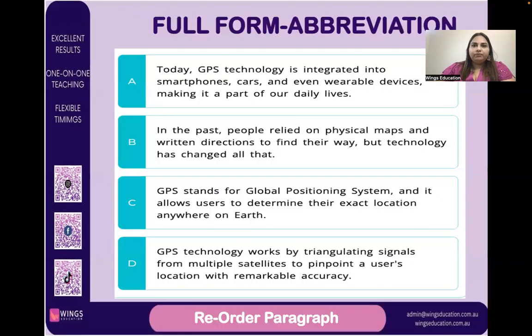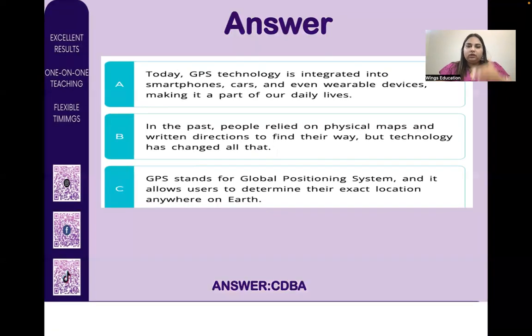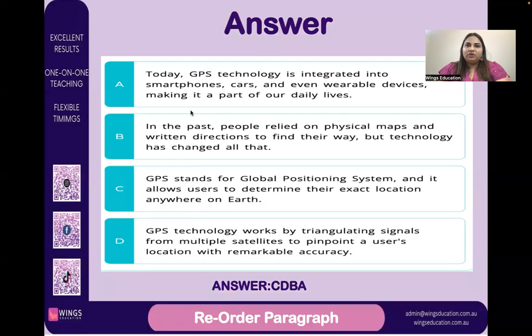Moving further about your abbreviation strategy. So as I have said, GPS stands for Global Positioning System. So you can see the full form is in C. So you can even use, in the past, you can see today. So using your past-present rule plus your abbreviation rule, you can find out the sequence.